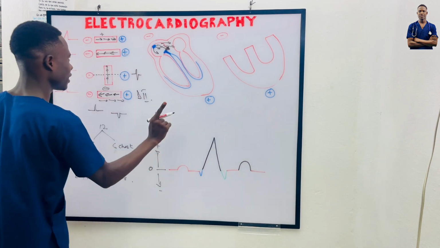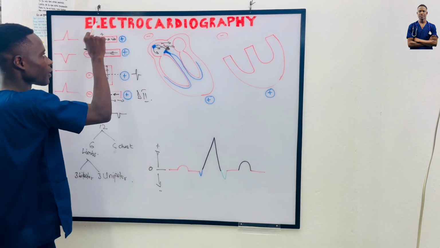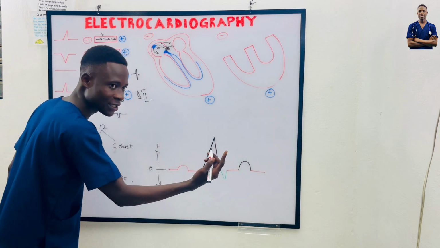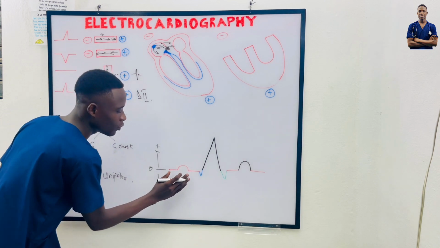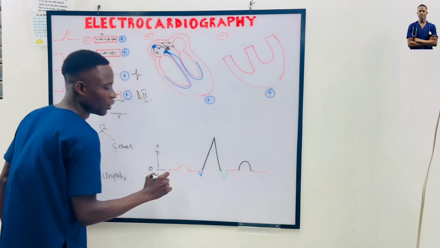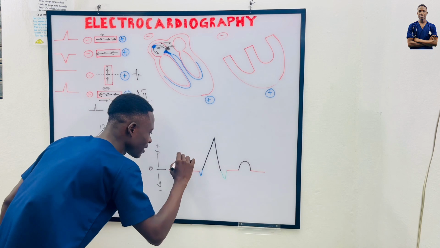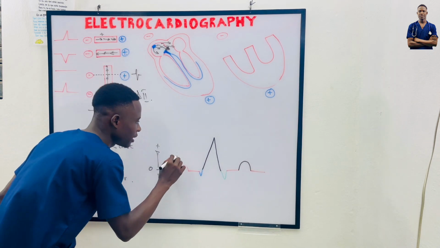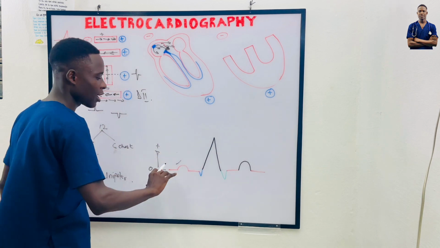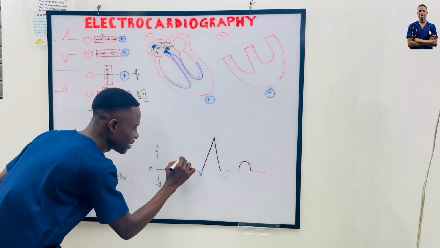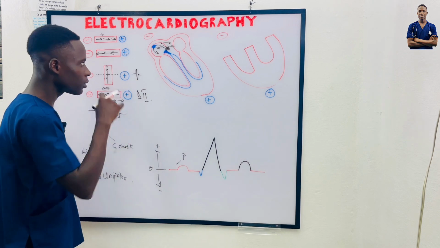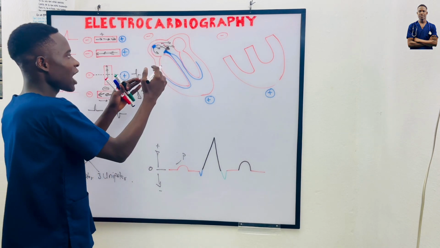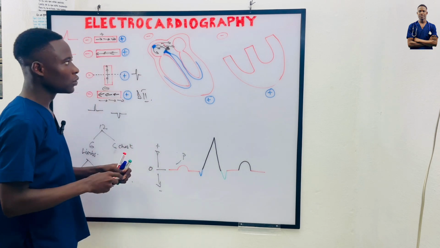And remember, as I said, when there's a positive vector moving towards a positive electrode, we read it as a positive wave. So this is the positive wave in our reading, representing the depolarization of the atria. The right and then the left atria, when they depolarize, are represented by the P wave.